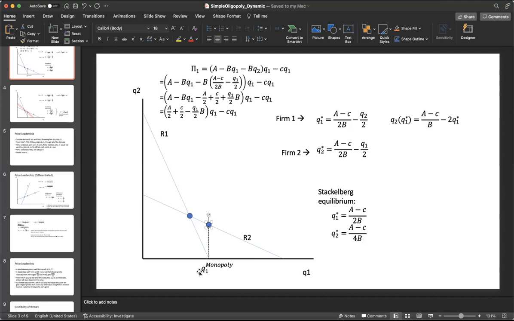What happens to the profit of firm 2? Without even computing for it. Bababa. Kasi bababa yung binenta niya, bababa rin yung presyo. So, bababa yung revenue niya. Siguradong bababa. Right? So, kita niyo yung differences.